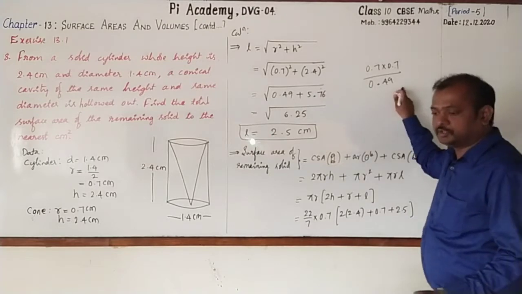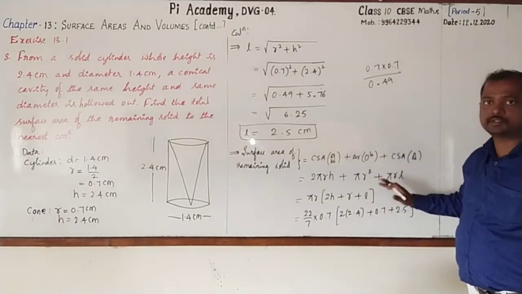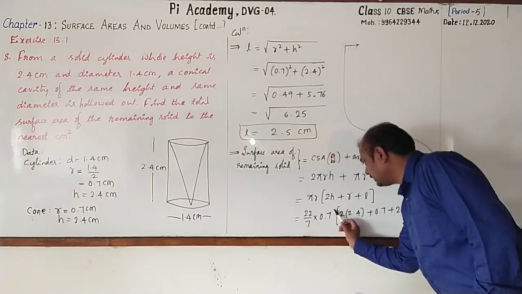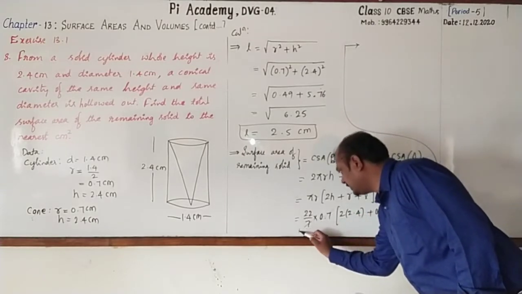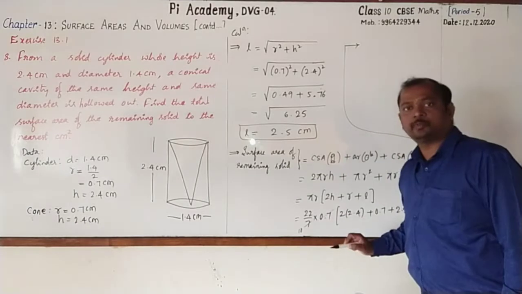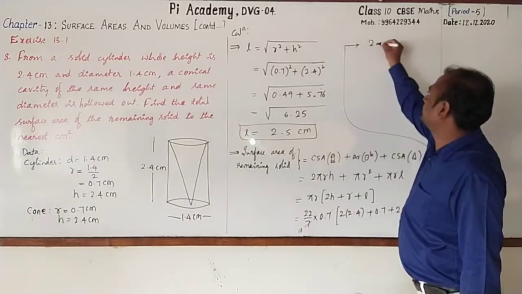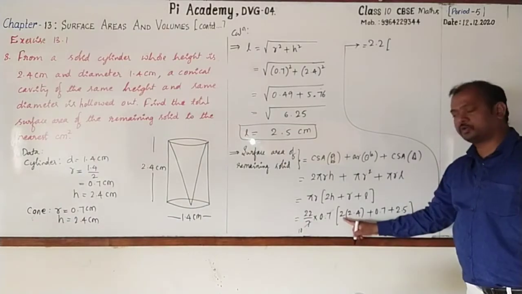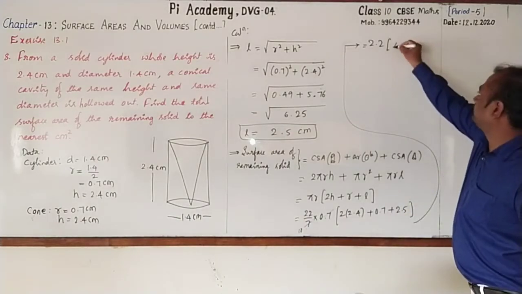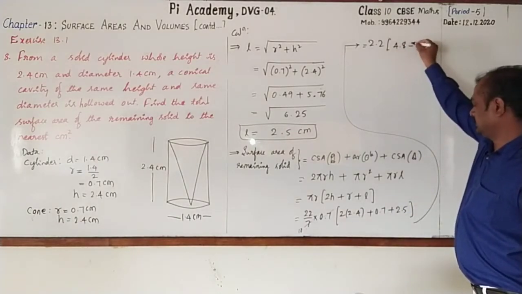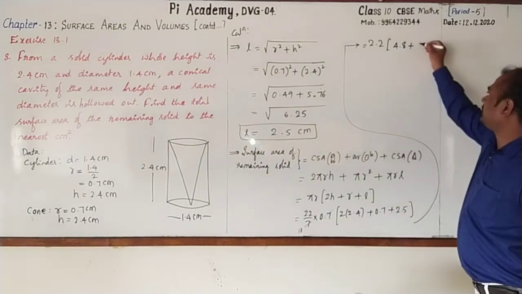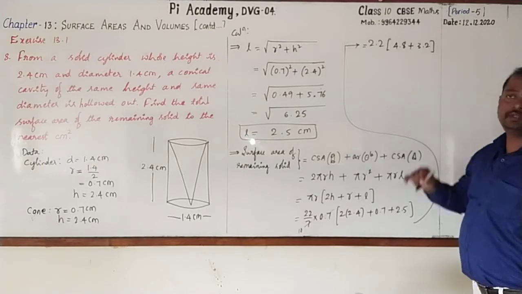So let me continue that here. Please go for copying this. Hope that you have copied. Now observe here, 0.7 into 10. What is 22 by 10? This is 2.2, into 2.4 into 2, it is 4.8, plus 0.7 plus 2.5, this is 3.2.